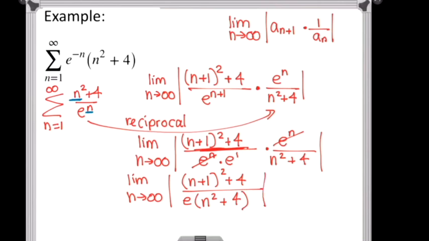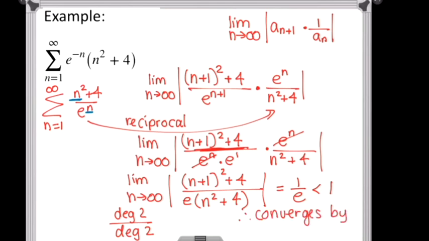Okay, so now when we take that limit to infinity, let's look at the degree. The degree of the numerator is 2. The degree of the denominator is also 2. So if we look at the ratio of the leading coefficients, the ratio of the leading coefficients is going to be 1 over e. That is surely less than 1. And so again, we have convergence by the ratio test. This is the last convergence test that you need to know that's on the AP test. So let me pause the recording.